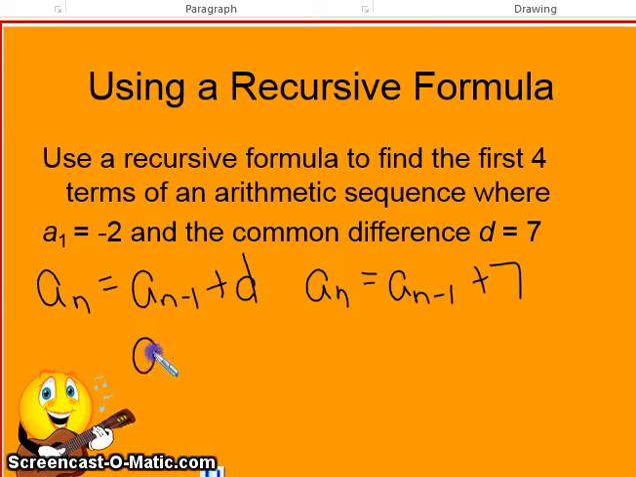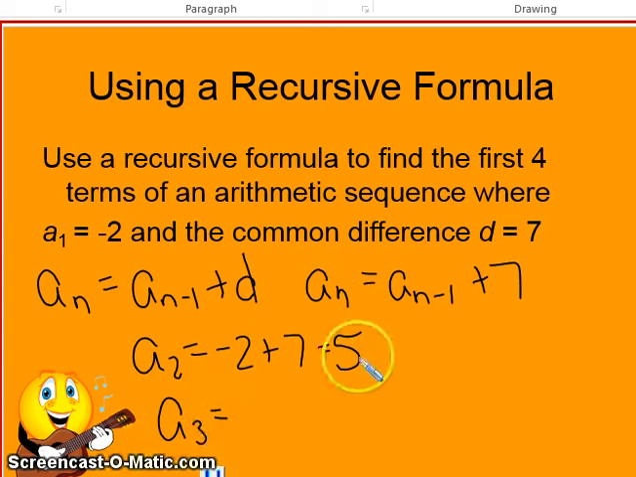Now if I want to find my second term, a sub 2, I take the term before it, a sub 1, and add 7. Now negative 2 plus 7 is 5, so a sub 2 is 5, or the second term is 5. If I want to find a sub 3, or the third term, I take the term before it, 5, and add 7. So my third term would be 12.